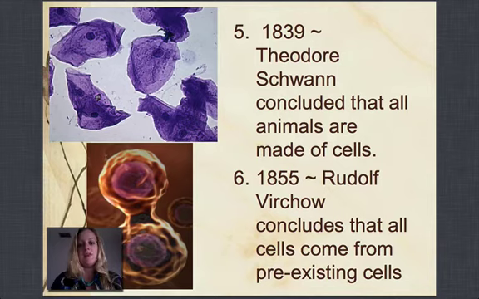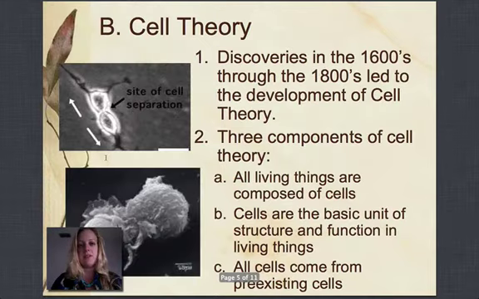In 1855, Rudolf Virchow concludes that all cells must come from pre-existing cells. And this was because when they were looking at the cells, they could see cells dividing to become more numerous, but you had to start with a single cell. Okay, so that's how he came to that conclusion. So for the test, just be able to match some of those scientists.